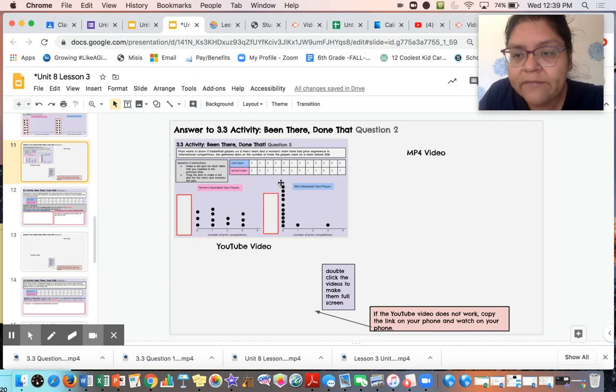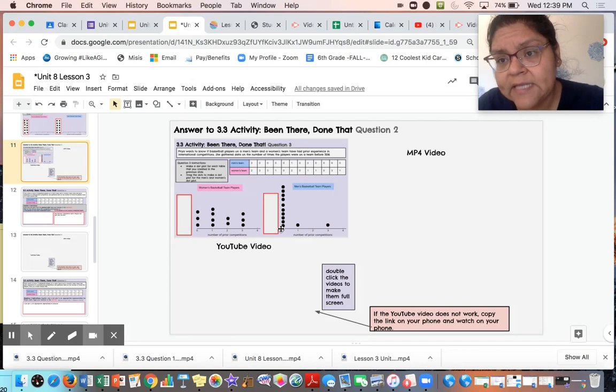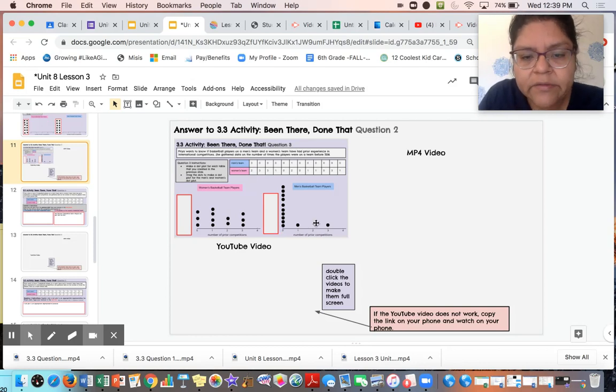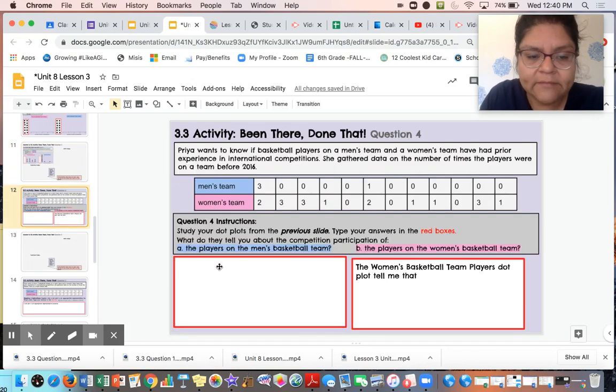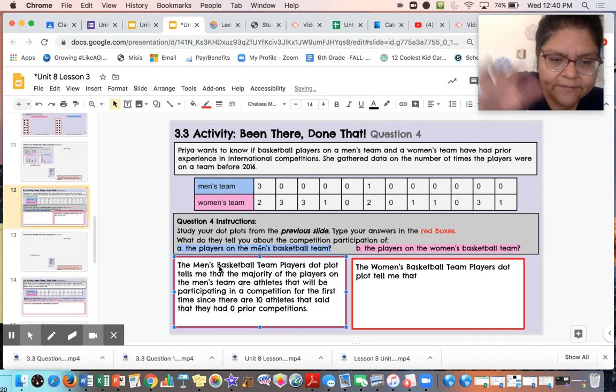Above 0, we have 10 dots. So that means that 10 athletes said that they had 0 prior competitions before they joined this basketball team. And as you can see, only 2 had some kind of experience. So what we can conclude is that, let me make some magic here.